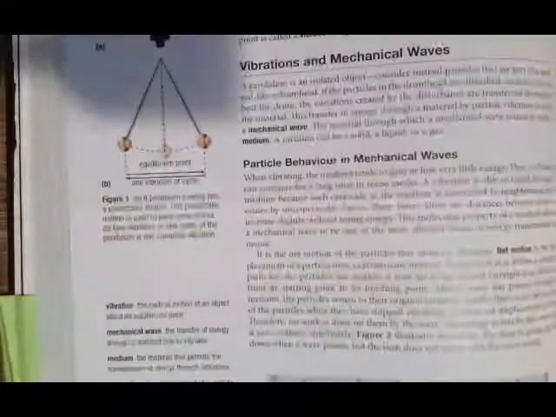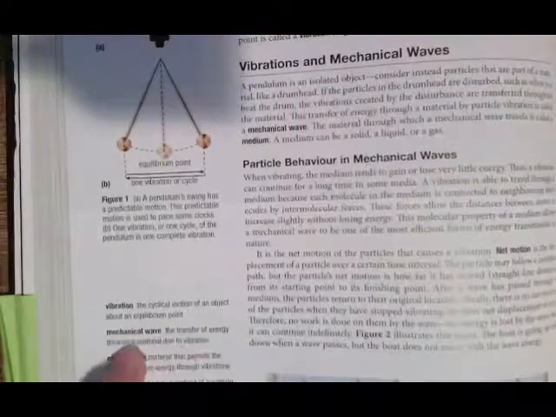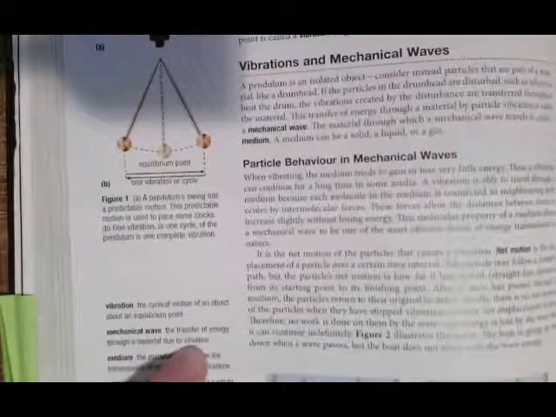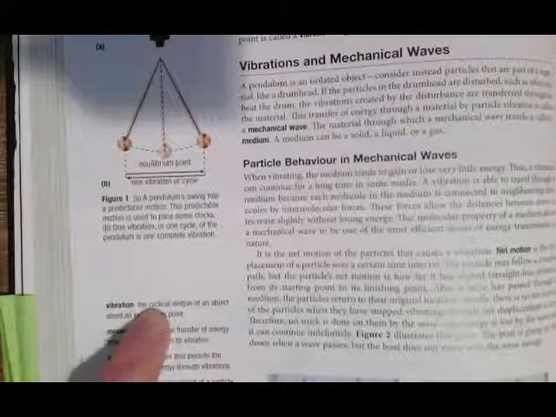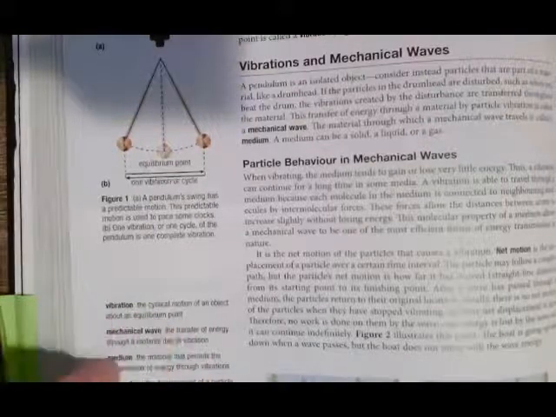A mechanical wave. Can you see that? Yeah, you can. Mechanical wave, the transfer of energy through a material due to vibration. Vibration is the cyclical motion of an object about an equilibrium point. So there's issues with both of those parts.